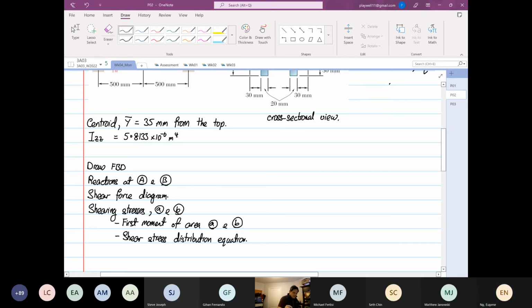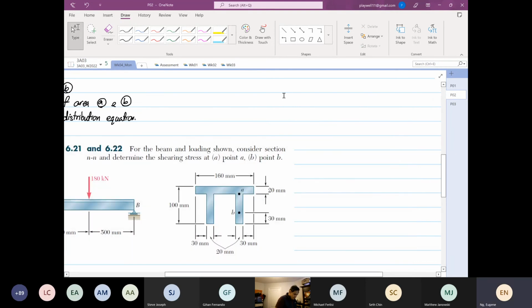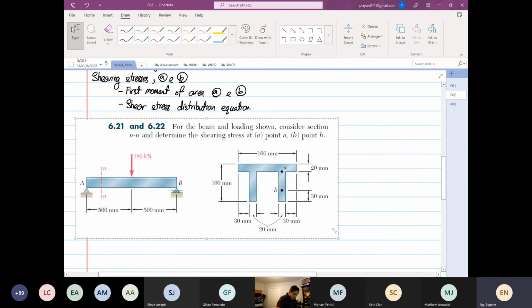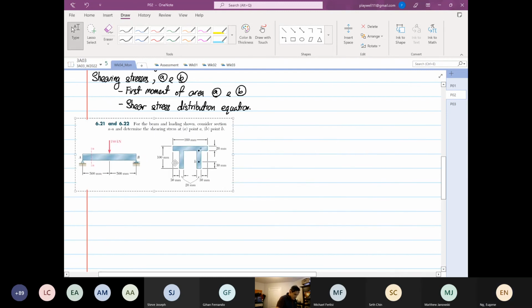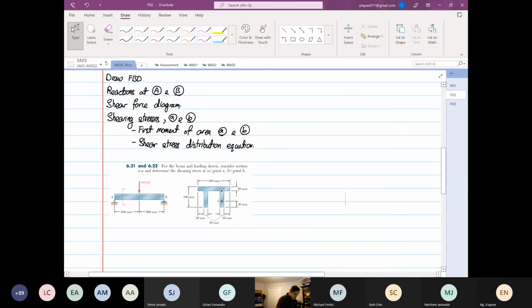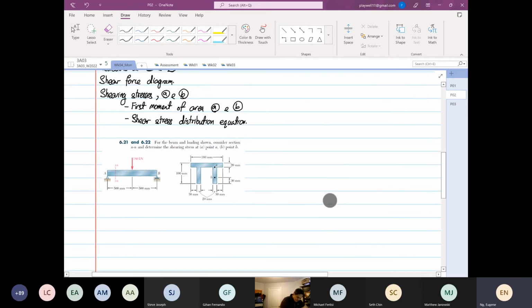Okay, so by looking at the problem again, I'm going to copy the problem. Sorry, I should not move my page so much. We're going to calculate our reaction at point A and reaction at point B. So we're going to draw a free body diagram first.